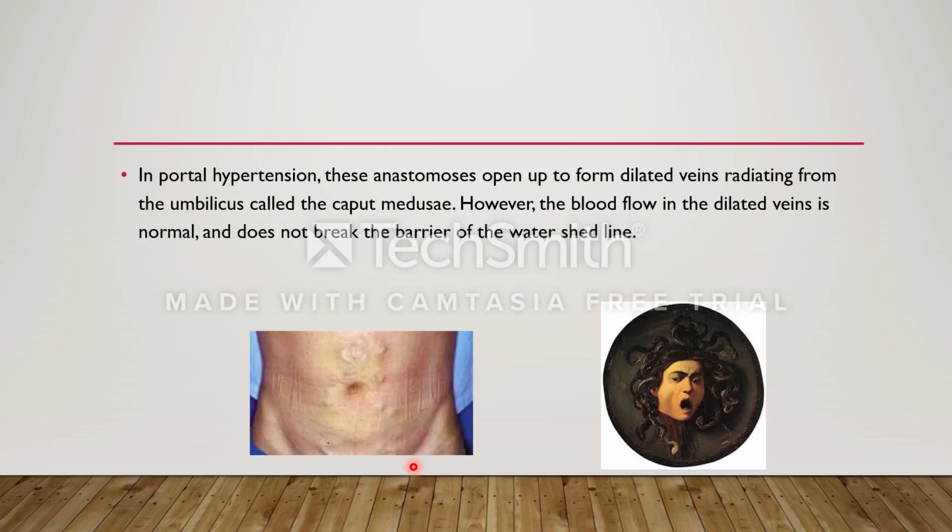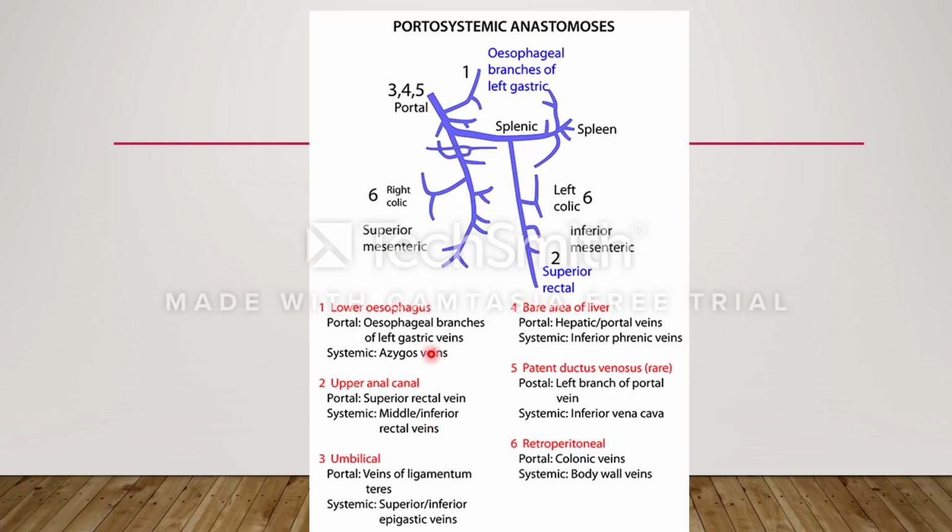So in portal hypertension, what happens in the caput medusae? These dilated veins do not break the watershed line. All the veins which are dilated above will drain the lymphatic flow and the venous drainage above, and the veins which are below will drain the venous drainage below the umbilicus. See here, these are some of the sites along with the umbilicus.